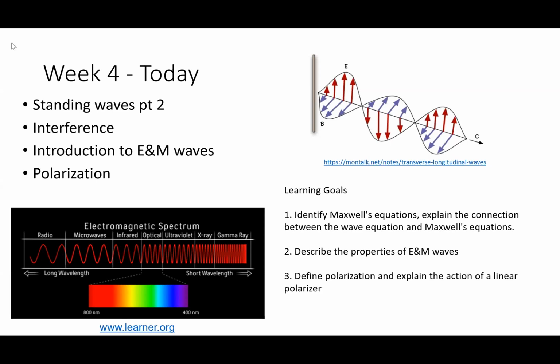All right, well, in that case, let's get started. So today we're going to finish up talking about standing waves. We'll start talking about interference. That'll lead us into some more complicated interference problems next week.